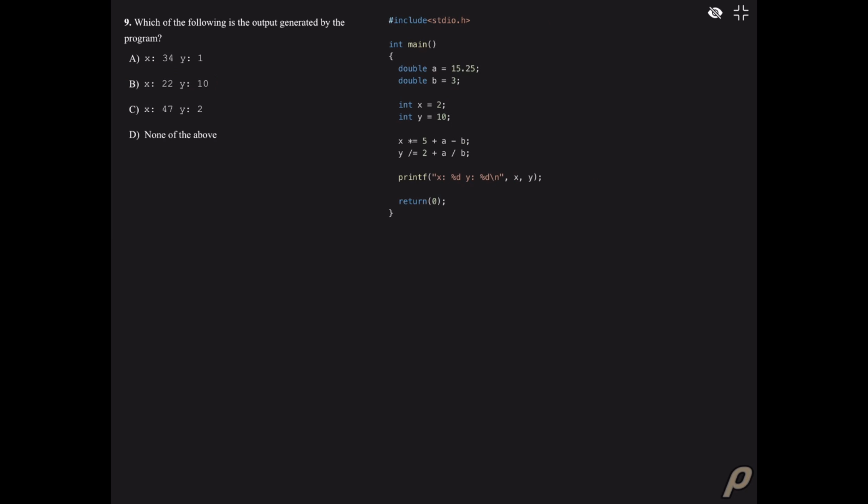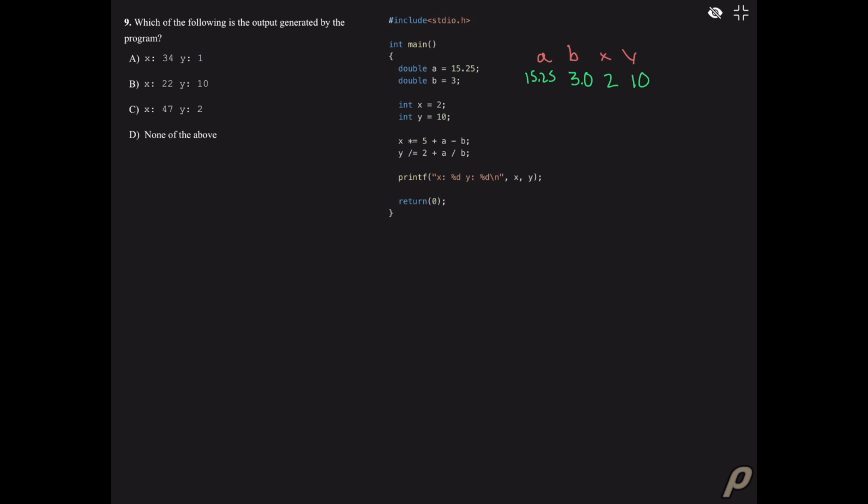All right, next question. Question 9. Which of the following is the output generated by the program? All right, probably getting sick of doing these coding questions by now. So let's just do our same process that we've been doing the whole time. We'll write down all of our variables here, and then their starting values. Even though we see that this double is 3, this is actually 3.0 because it is a double, and that 0 extends to an infinite number of zeros. It doesn't go to infinity, there's an infinite number of zeros. And then x is a 2, y is a 10.